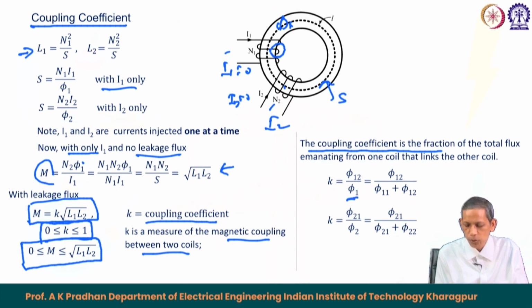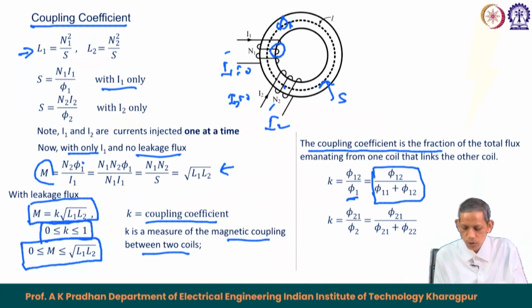Phi 1 is the flux produced by coil 1 for I1 current, and phi 12 is the corresponding flux linking to coil 2 generated from coil 1. Therefore, this becomes equal to, as we have already defined earlier, phi 12 upon phi 11 plus phi 12, where phi 11 is the corresponding flux linking only to itself. Similarly, k can also be expressed as phi 21 upon phi 2. When I2 current is injected, it produces phi 2, and only phi 21 links to coil 1. This ratio can be phi 21 upon phi 21 plus phi 22, where phi 22 is the corresponding flux linking only to coil 2 with current I2 without current in the first coil.